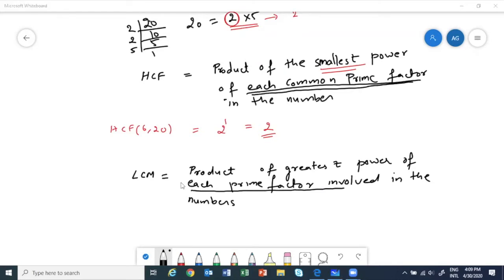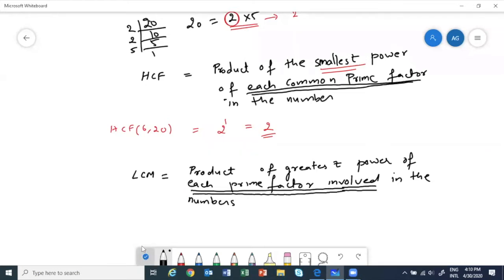Those of you who have just joined, we are doing the second application of the fundamental theorem of arithmetic, how it can be used to find HCF and LCM. We find the prime factors and then we have this definition. To find the LCM, we take the product of the greatest power of each prime factor involved in the numbers.